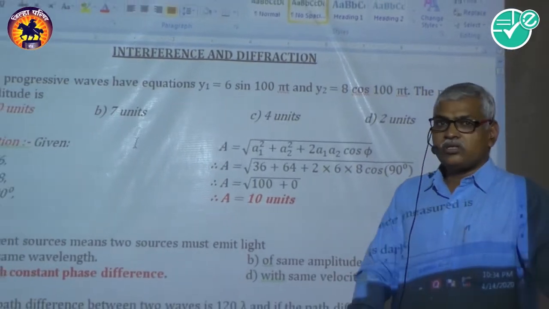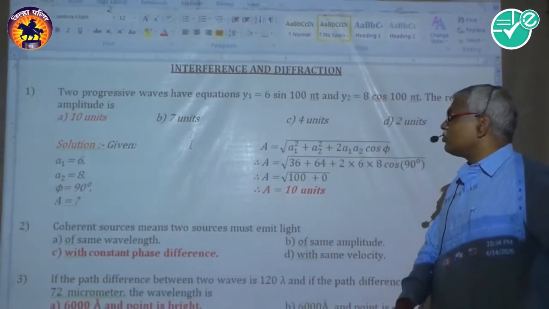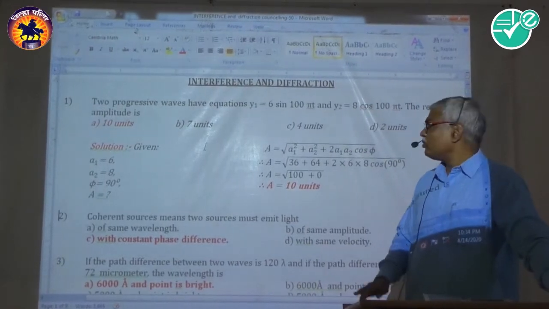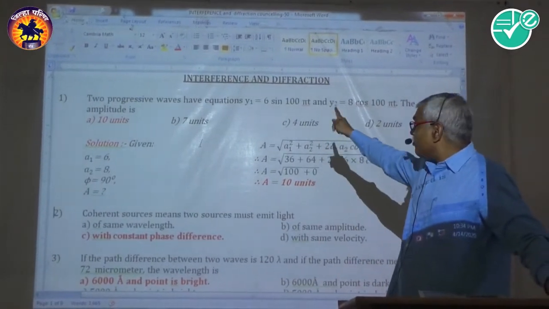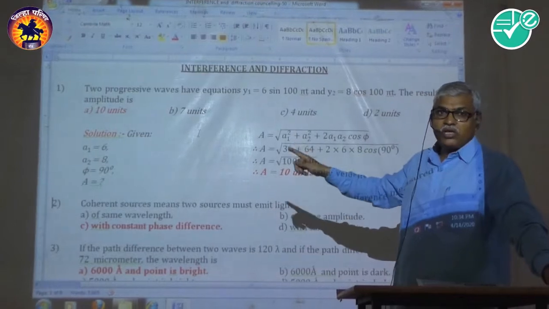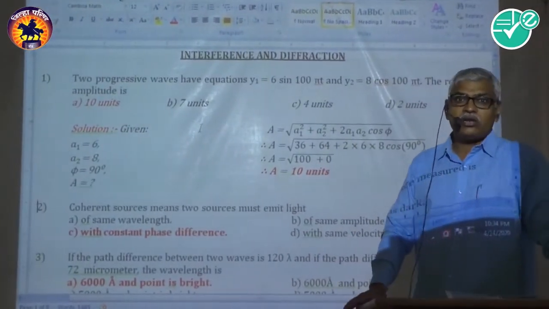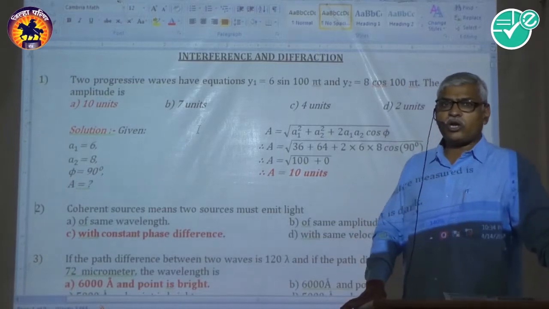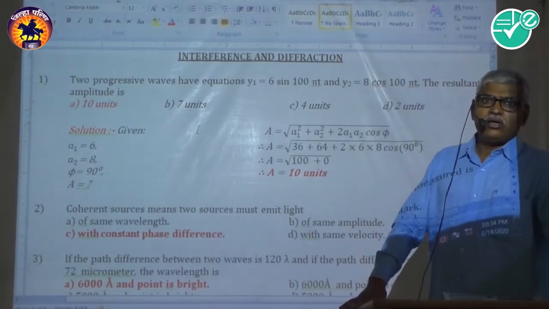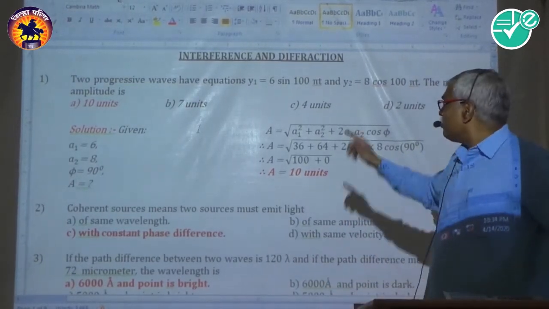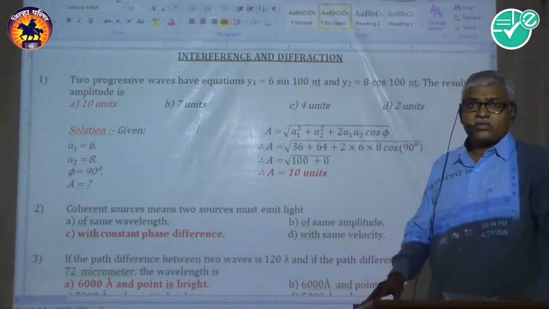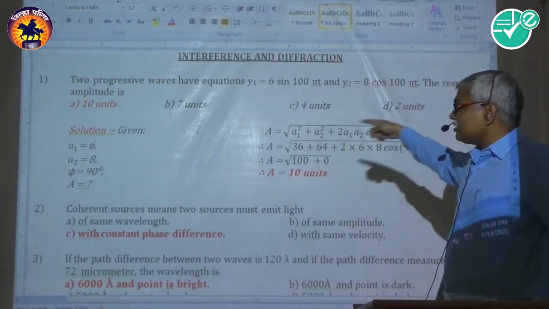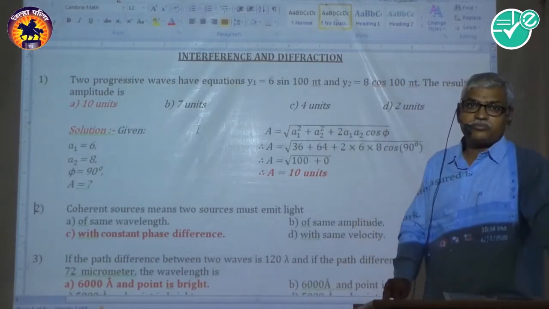In this equation, the standard form of the equation is y is equal to a sin of omega t, where a is the amplitude. Therefore, for the first equation, amplitude is 6. If units are given, then write down the units. If units are not given, then simply write unit. Therefore, A1 is equal to 6. That is the first amplitude. A2 is equal to 8 in the second equation.